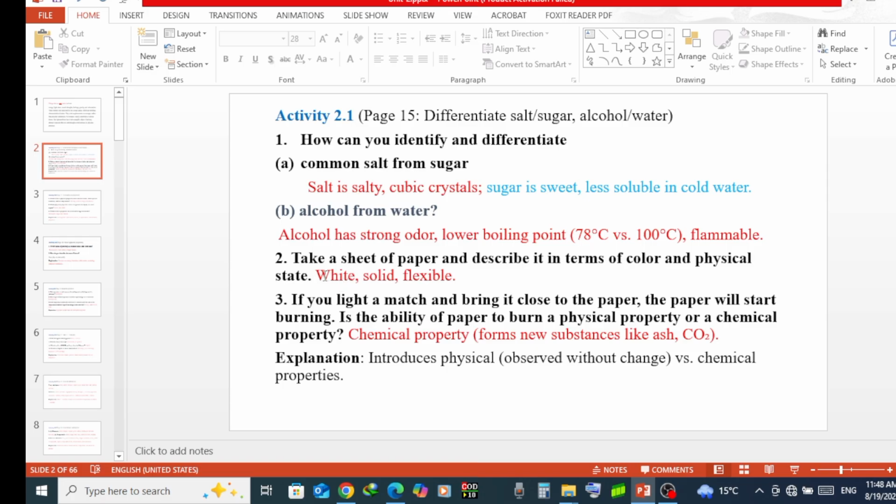Of course it might be white or not. Anyways, this is a color and it is solid by its state. The physical state of paper is solid and it is flexible. Maybe these are not the specific answers, but these are the introductory answers that we are trying to see. So you can have your own answers. Anyways, paper for very common case is white, which is solid and flexible. And the other question is, if you light a match and bring it close to the paper, it will start burning.